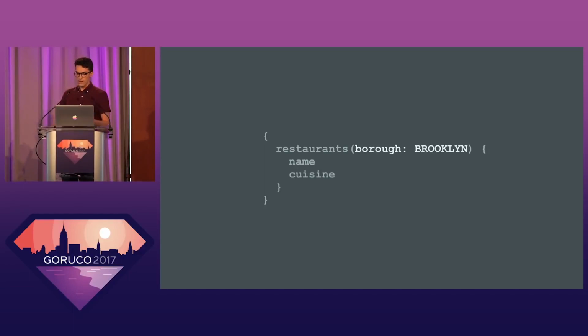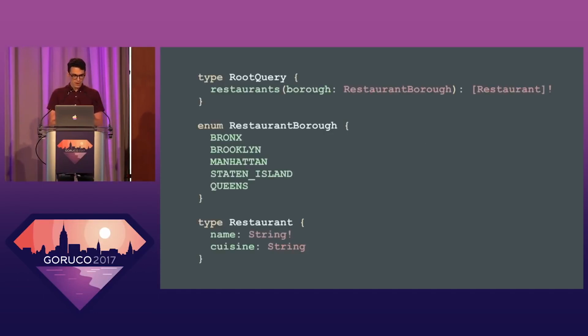So if we look at the corresponding schema for this, we can see at the topmost level we return restaurants, which take in an argument of restaurant borough. And what's nice about an enum is that we can specify exactly what's supported. It doesn't make sense for this particular application to take anything other than these 5 boroughs. And then finally, we return a list of restaurants, each of which has a field, name, and cuisine.